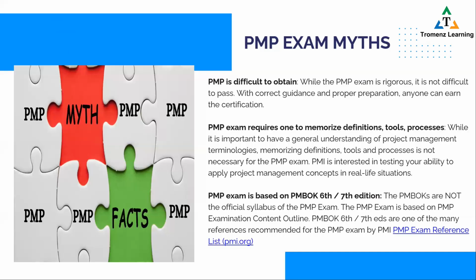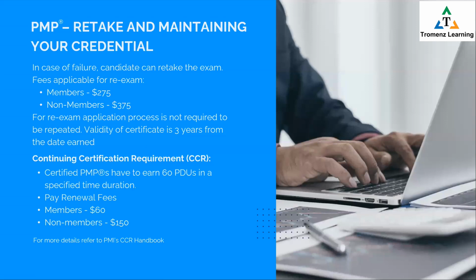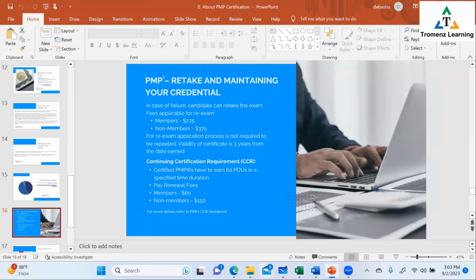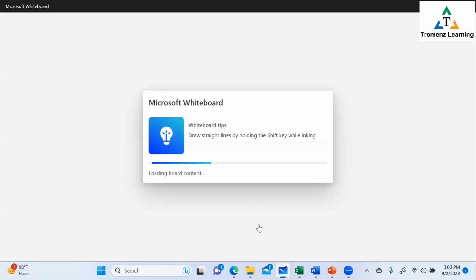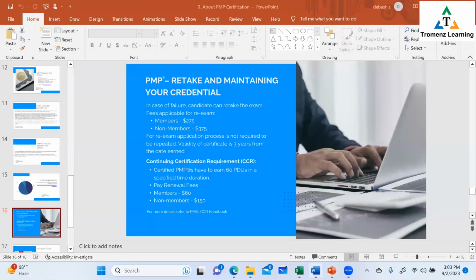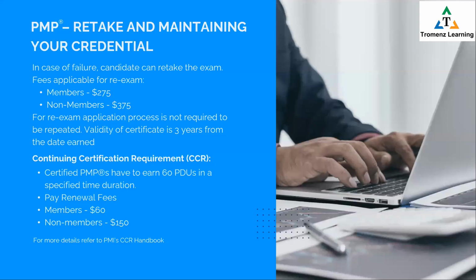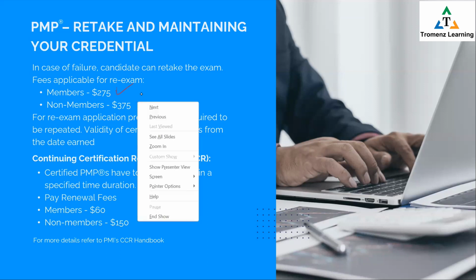Now, a couple of things. Retaking the exam. I wish nobody needs this option, but just in case somebody is not able to make it in the first attempt, there's a re-exam available, but there's a fee. If I couldn't clear it today, I'll have to pay a re-exam fee of $275 for members. If somebody is not a member, it's $100 more. So another reason to be a member.